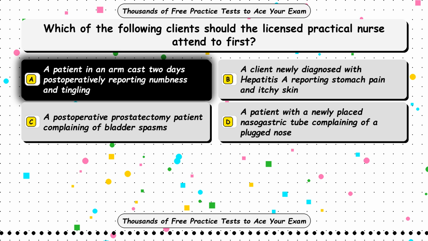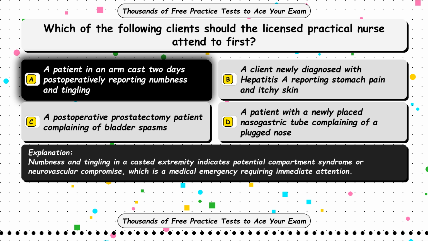The correct answer is option A. A patient in an arm cast 2 days postoperatively reporting numbness and tingling. Numbness and tingling in a cast extremity indicates potential compartment syndrome or neurovascular compromise, which is a medical emergency requiring immediate attention.